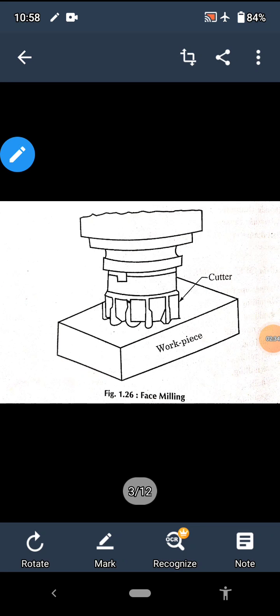In front of you is face milling. This is the axis of the milling cutter and below it here is the workpiece. So in case of face milling, the axis of the milling cutter is at right angle and the cutter is known as the face milling cutter, this one.